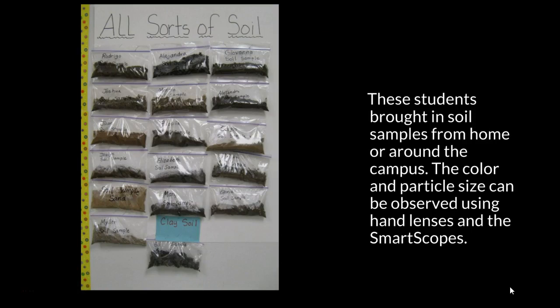I thought this was a really neat example as well. Same resource from Dr. Jackson's page. Different students brought in different soils from either their home or maybe on the way to school or around the campus. And you can see a variety of different kinds of soils. And it looks like they kind of started to sort them by clay. Looks like one of them has a lot of clay and some of them have sand. So that's another way to make this very real for your students. The smart scopes and the hand lenses are great to look at particle size and color as well.